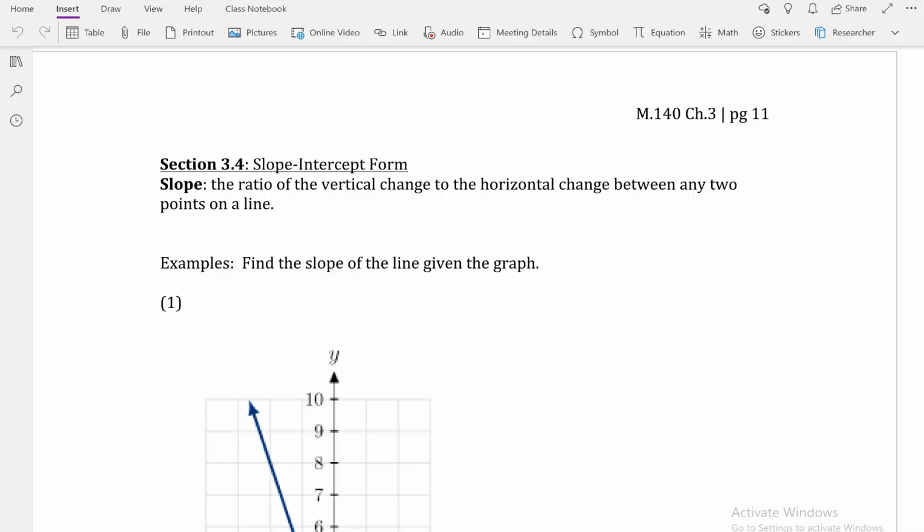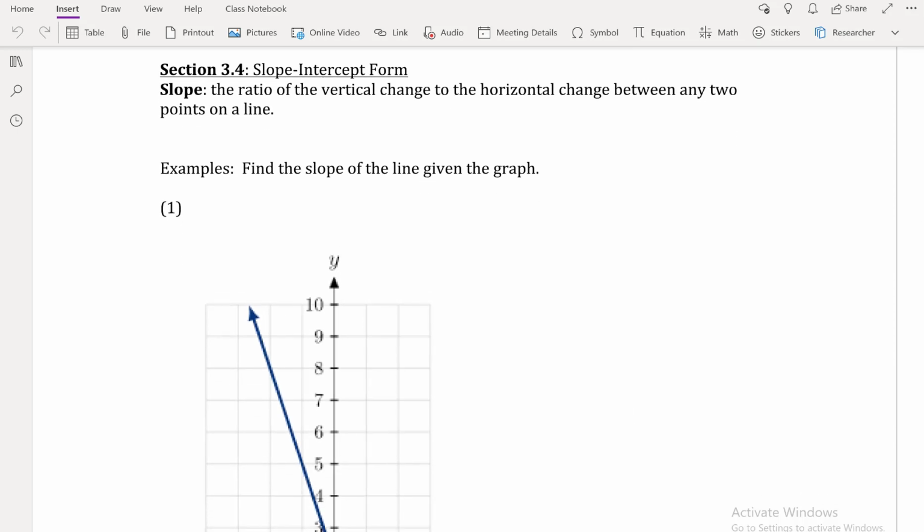Hello, Math 140 students. Let's pick up on page 11, section 3.4, Slope-Intercept Form. The slope is the ratio of the vertical change to the horizontal change between any 2 points on a line.